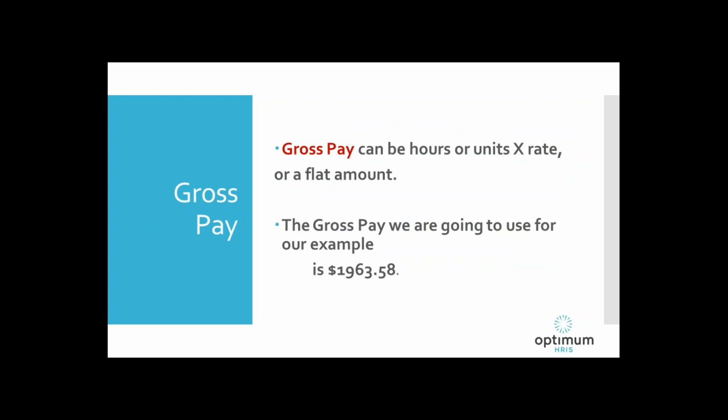The first thing that you're going to calculate in the tax calculation is going to be gross pay. Now gross pay can be hours or units times a rate, or it can be a flat amount, which would be the case for probably a salaried employee. The gross pay that you'll see us use today in our example is going to be $1,963.58.